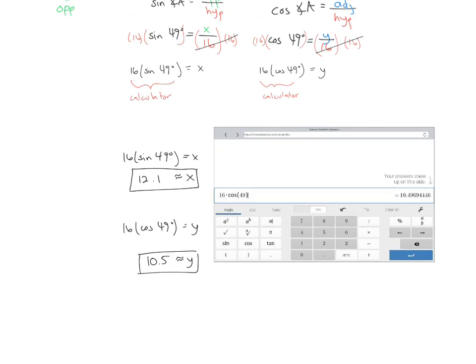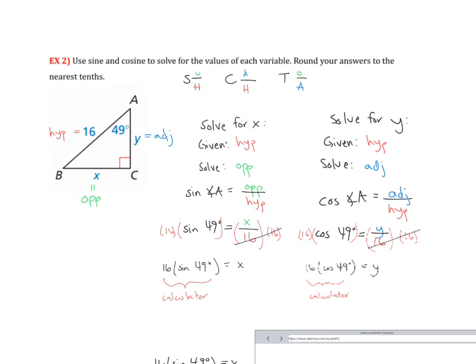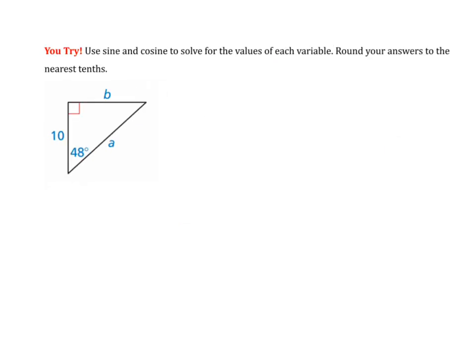Let me zoom on out so that you can get the full picture of the notes from earlier in case you need it. And let's have you try one on your own now. Similar problem, but go ahead and pause the video here and give this one a try on your own.